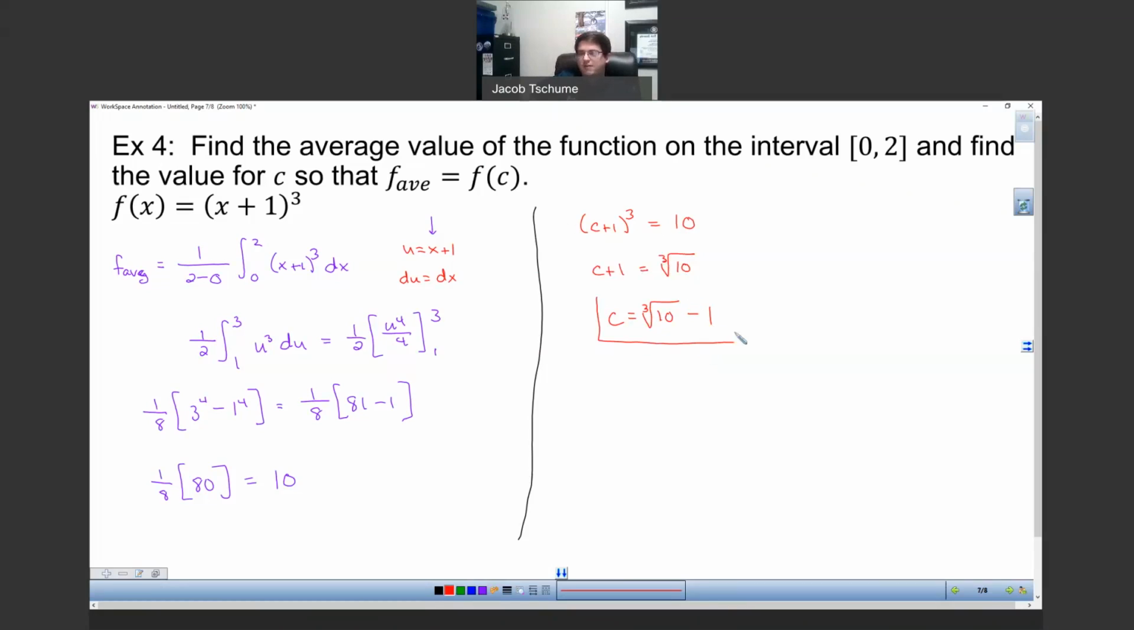And once again, we don't have a calculator or anything, but by deduction, we could figure out that that is between 0 and 2. So that's the only extra step we really haven't been doing: just setting the original function equal to the average value, and that should be somewhere in between 0 and 2.